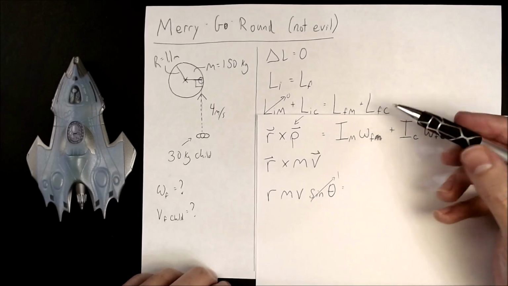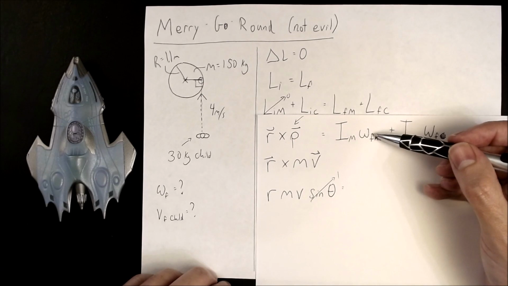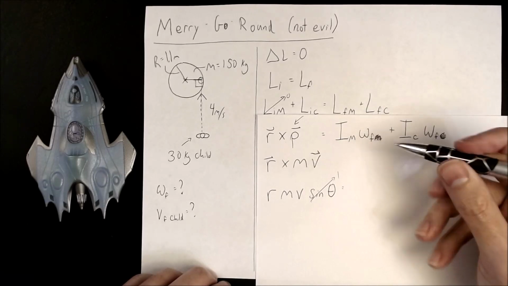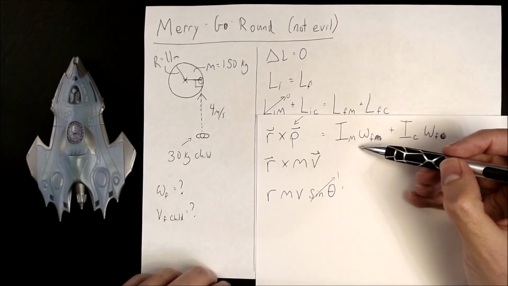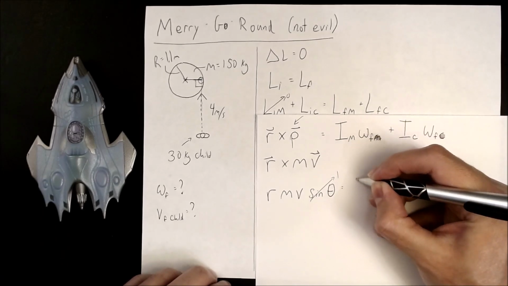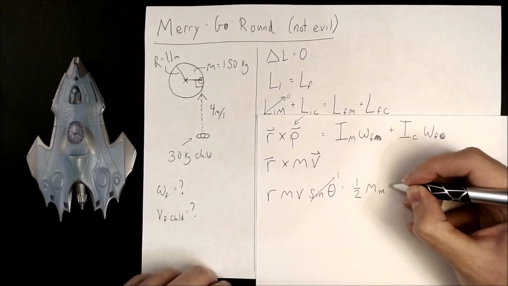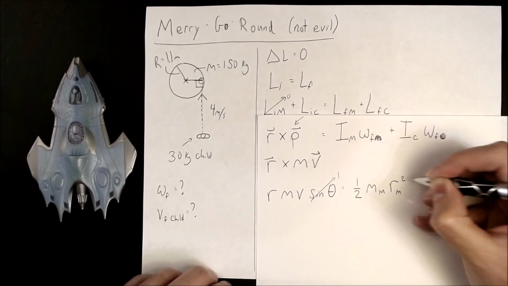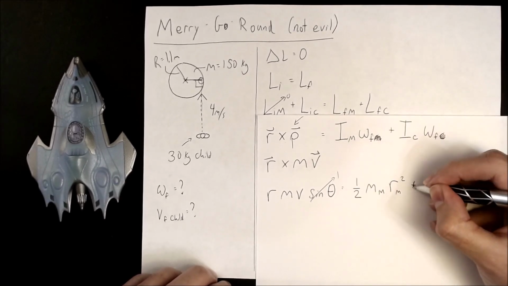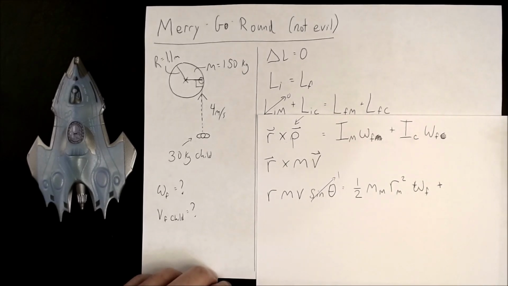This is going to equal the moment of inertia of the merry-go-round times the final angular velocity of the merry-go-round, plus all that. So what's the moment of inertia of a solid disk? This is one of the things that you'll probably end up memorizing by accident. It is 1/2 mass of the merry-go-round times radius of the merry-go-round squared, times omega final. Then plus the moment of inertia of the child.